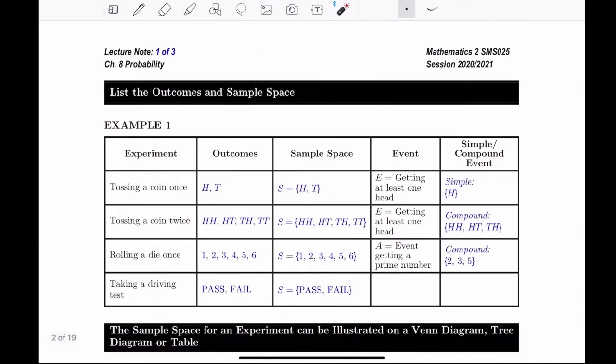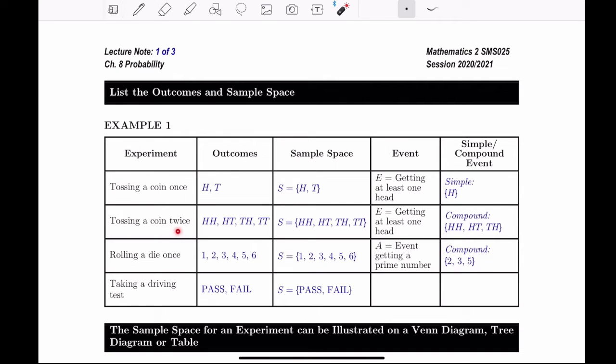Okay, we're going to look at the example. Example 1. If the experiment is that we toss a coin once, what are the possible outcomes? The possible outcomes are either we're going to get a head or tail. So sample space is all possible outcomes. So we're going to put head or tail. So the event, what is the event? Let's say the event is getting at least one head. So our event is a simple event since we only have one outcome.